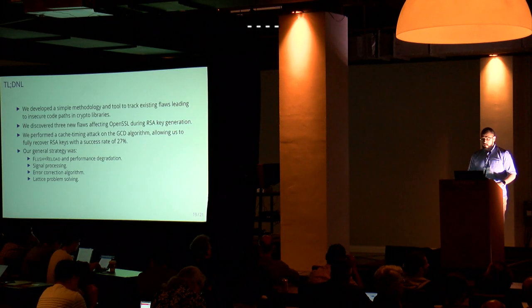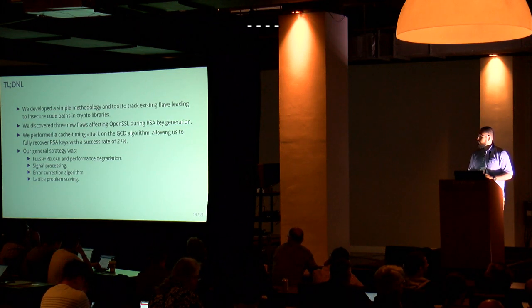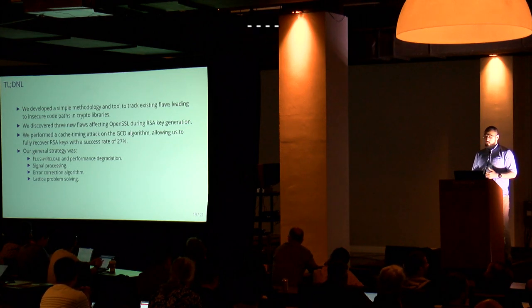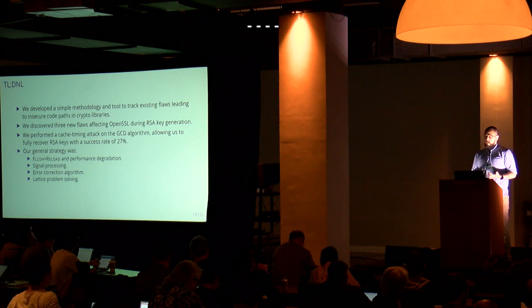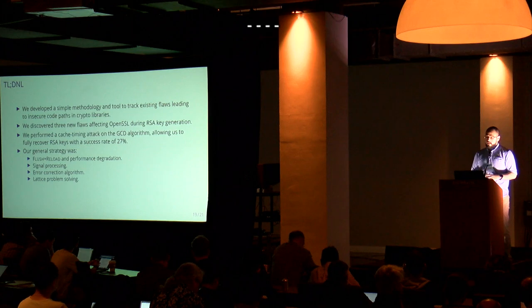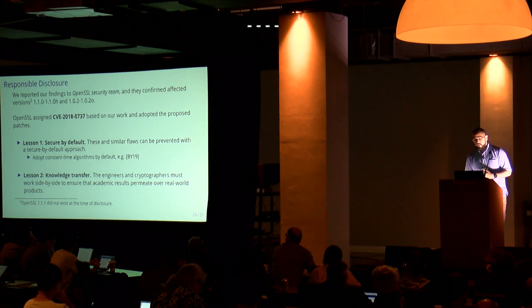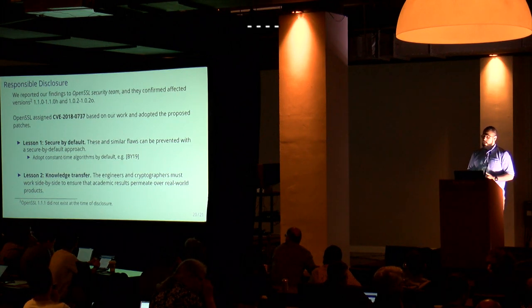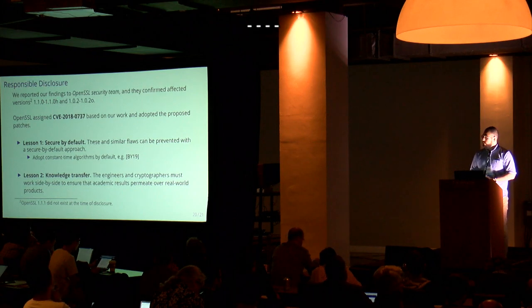After that, a summary. We developed the methodology. We used this methodology and the tool to find flaws in OpenSSL. After we found some flaws, we investigated the leakage. The leakage was in the GCD algorithm. And then we exploited the GCD algorithm with a flush and reload attack. We used signal processing techniques, error correction algorithms, and lattices to recover the private keys with a success rate of 27%. After this, we performed responsible disclosure with OpenSSL. They assigned a CVE to our work, and they confirmed that the 1.1.0 and 1.0.2 branches were affected. At the time of the disclosure, OpenSSL 1.1.1, which is the latest version, did not exist. And they took our patches. So it's fixed now. It's been fixed for some time already.